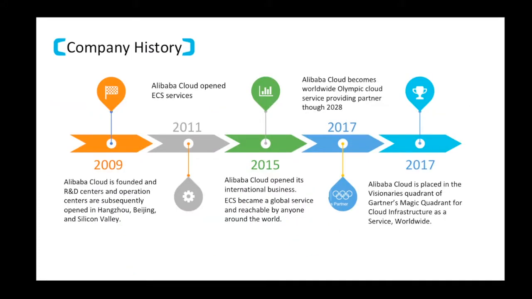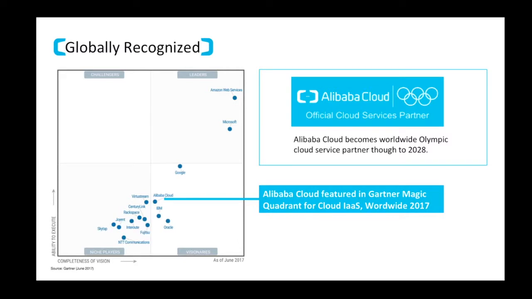In early 2017, Alibaba Cloud was chosen as a cloud service providing partner of Olympic Committee through to 2028, which means Alibaba Cloud will use its cloud technology to support the Olympic Games, including the Games of Tokyo, Beijing, Paris, and Los Angeles. In the same year, Alibaba Cloud was featured in the Visionaries quadrant of Gartner's Magic Quadrant of IaaS, Infrastructure as a Service.